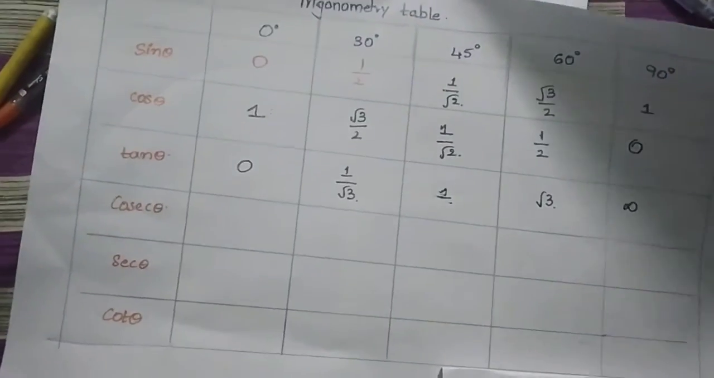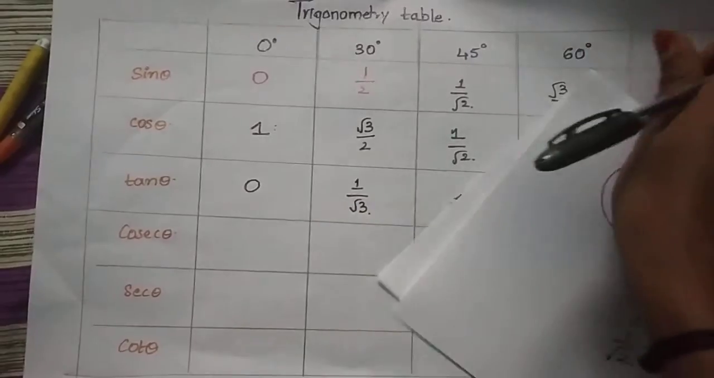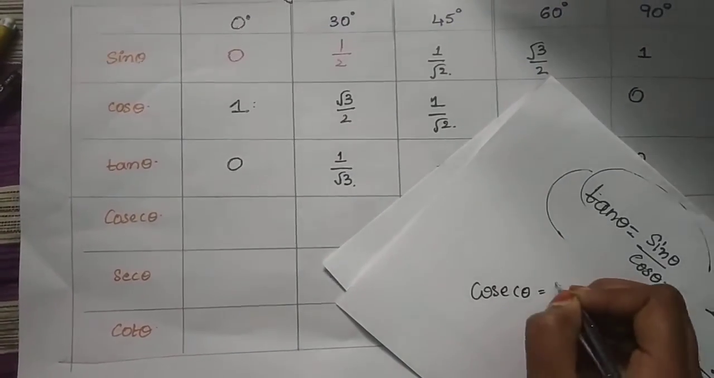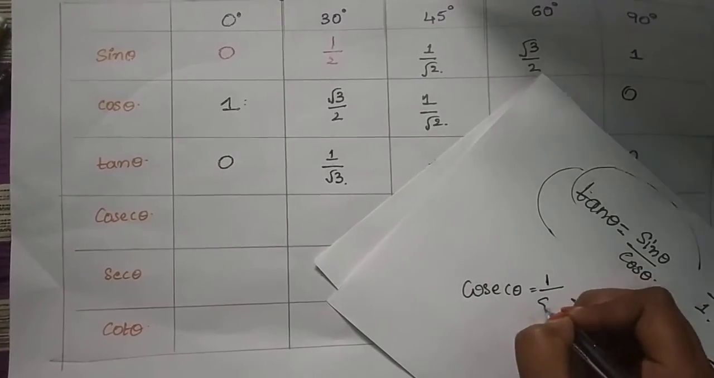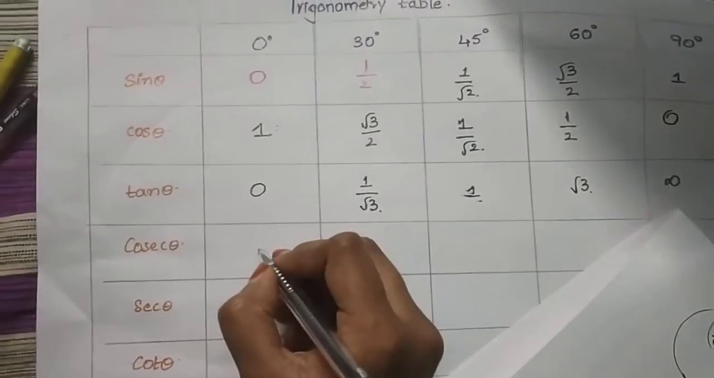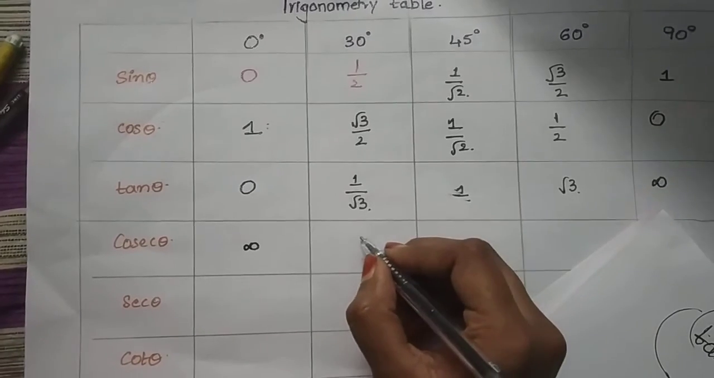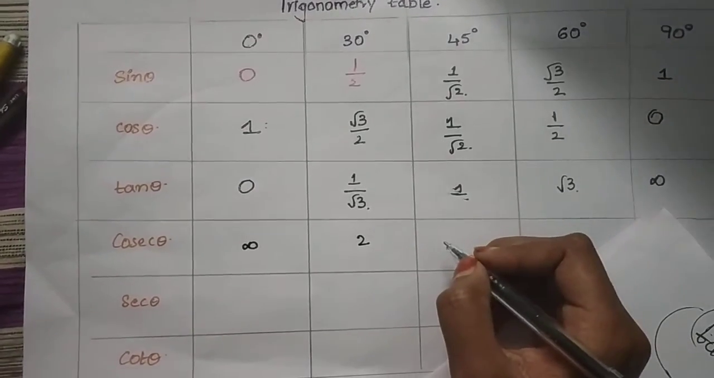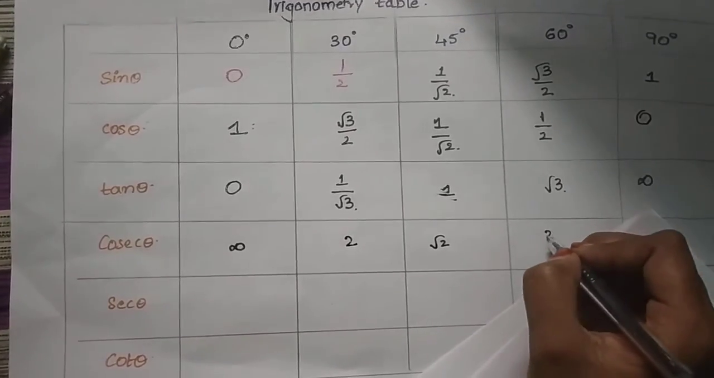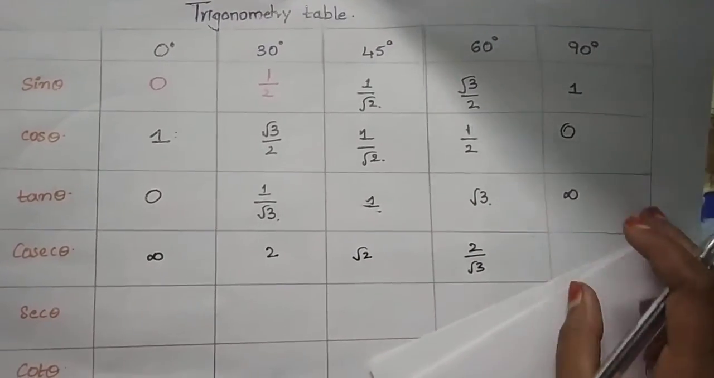Getting cosecant values is easier after getting sin, cos and tan values. So the cosecant theta formula is cosecant theta equals 1 by sin theta. So 1 by 0 is infinity, 1 by 1 by 2 is 2, and 1 by 1 by root 2 is root 2, and 1 by root 3 by 2 is 2 by root 3, and 1 by 1 is 1.